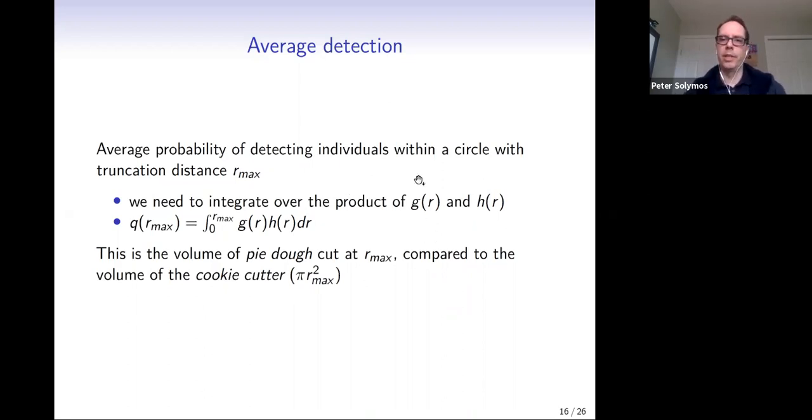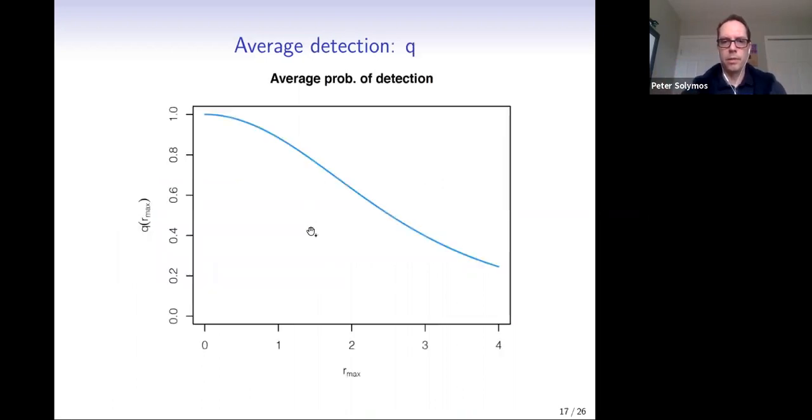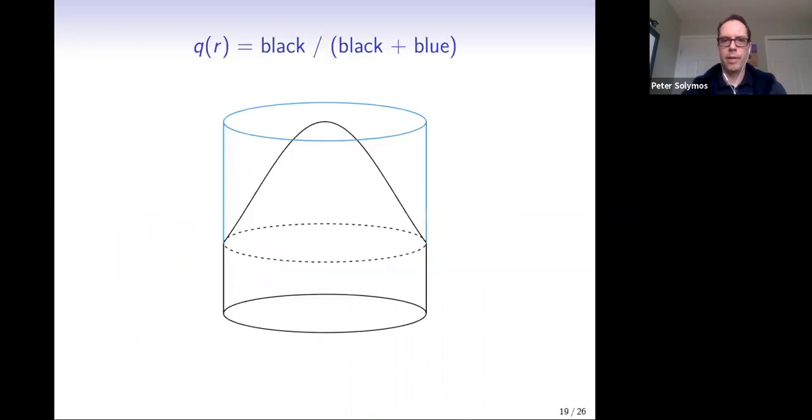So now let's explain what we mean by average detection. We take this product, g of R and h of R, and integrate it over distance up to R max. So we increase the radius up to R max, which is the size of the cookie cutter. Now we have the pie dough, which describes this two-dimensional volume, and then a cookie cutter cuts through the dough. You can imagine it like this. This is the dough, and we just cut it here with a big cylinder.